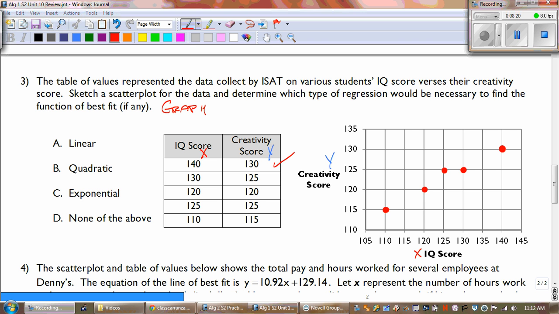Okay, so that's the graph that I got. What do you think? Is this linear, quadratic, exponential, or none of the above? How do we have to calculate that? Yeah, it's not 100%, but it's pretty close to being a linear equation. Okay, so we would have to use the line reg if we actually had the graphing calculators and we were trying to figure it out.